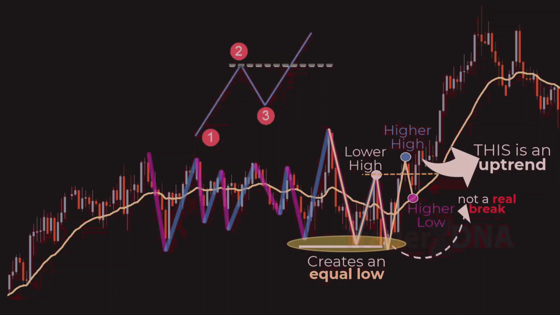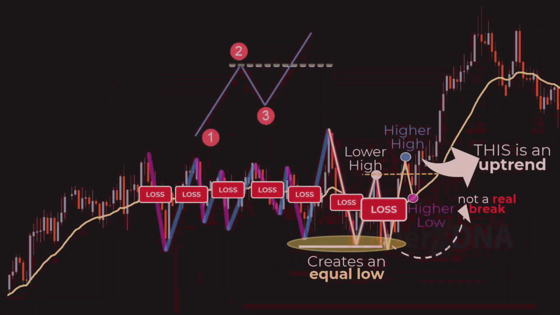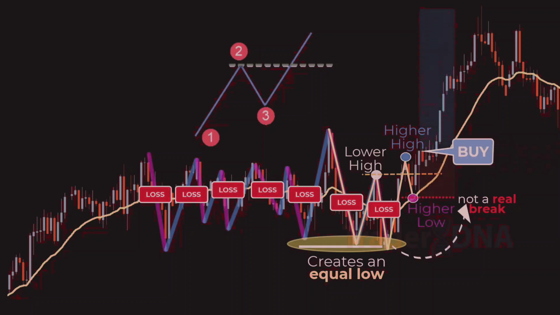Now imagine this. You jumped in early during that choppy consolidation, thinking it's a trend continuation setup. What happens? You get chopped out over and over, stop loss hit, frustration level maxed. That's what happens when you trade inside noise. But when you wait for price to confirm the trend, when you wait for that clean higher high or lower low, that's when your entries start to feel like precision strikes instead of random guesses.